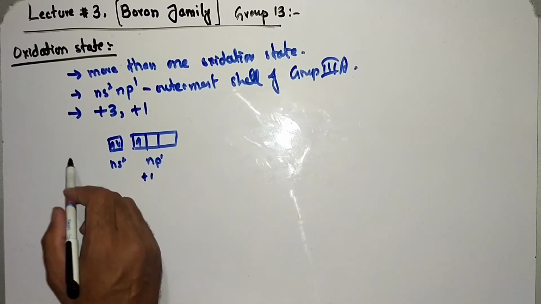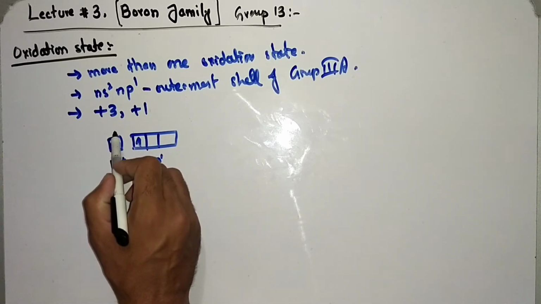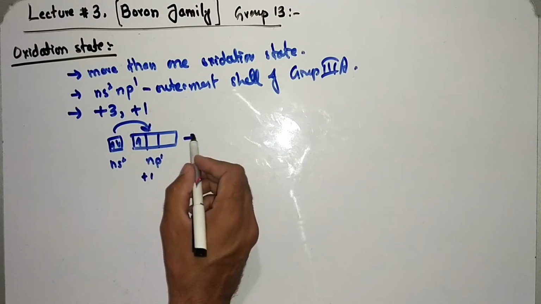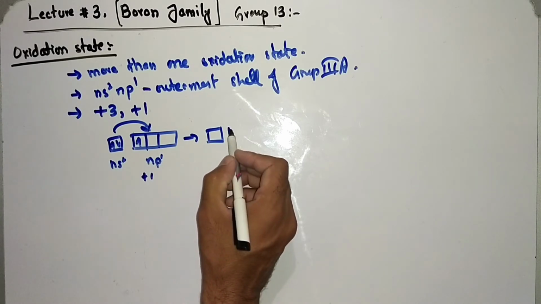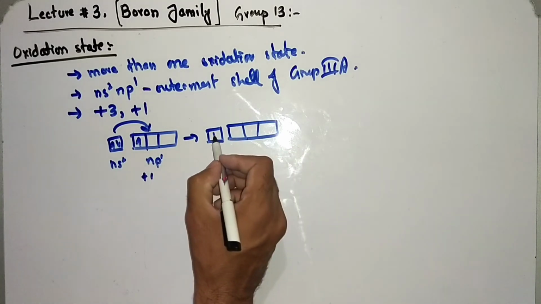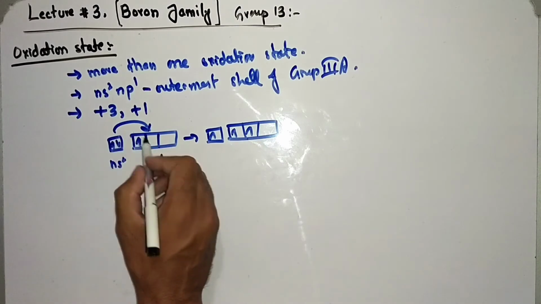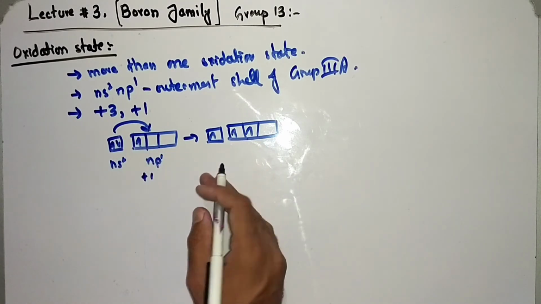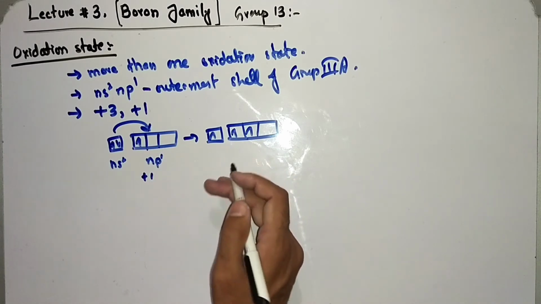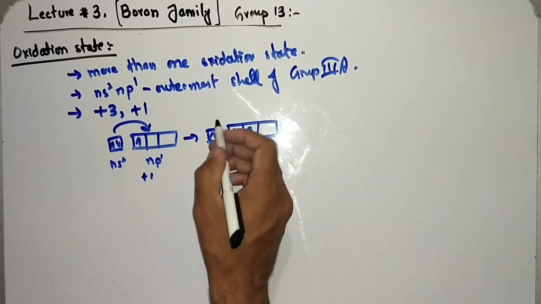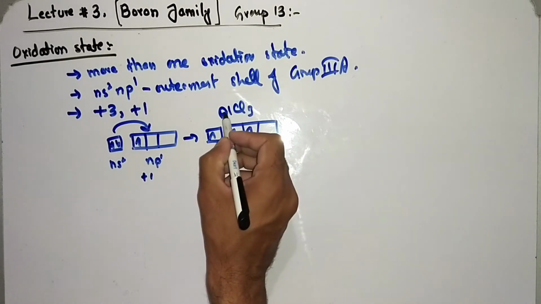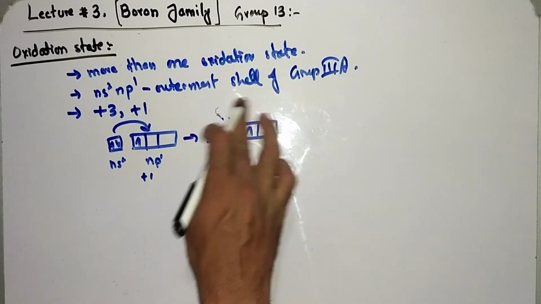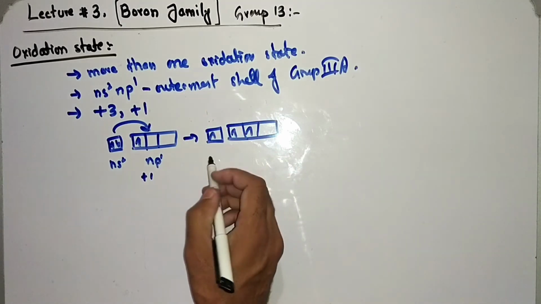In another case, when the system is excited, after the excitation the electronic configuration shifts like this. Here 1 electron, 1 electron, 1 electron moves here. So in this case the number of bonds will be 3, and 3 different atoms can be attached, like in the case of AlCl3. Due to this excitation, it forms 3 bonds. That's why in AlCl3 the oxidation state is +3.